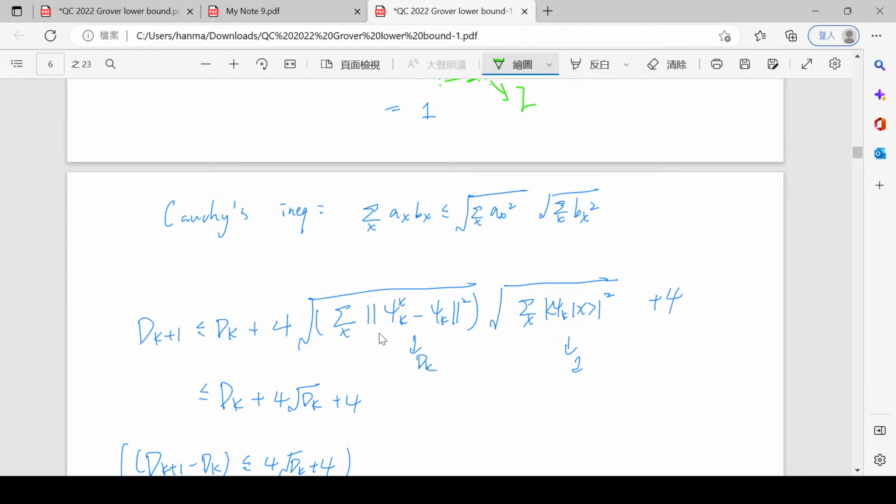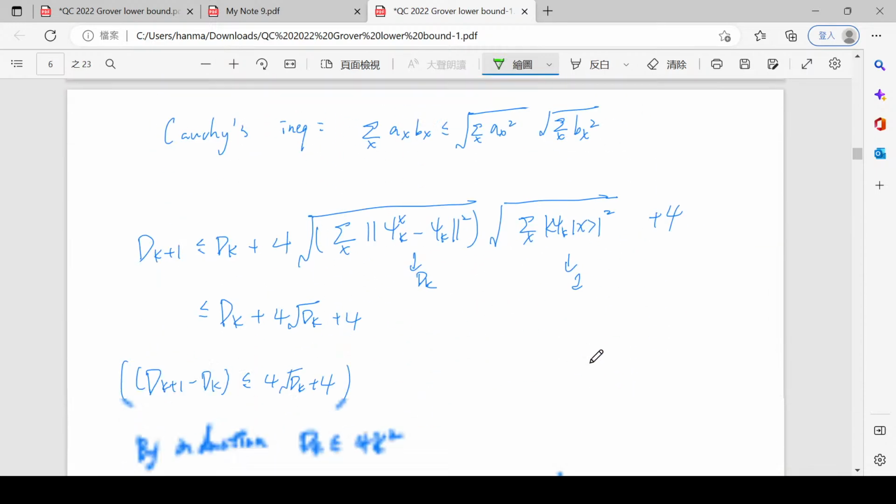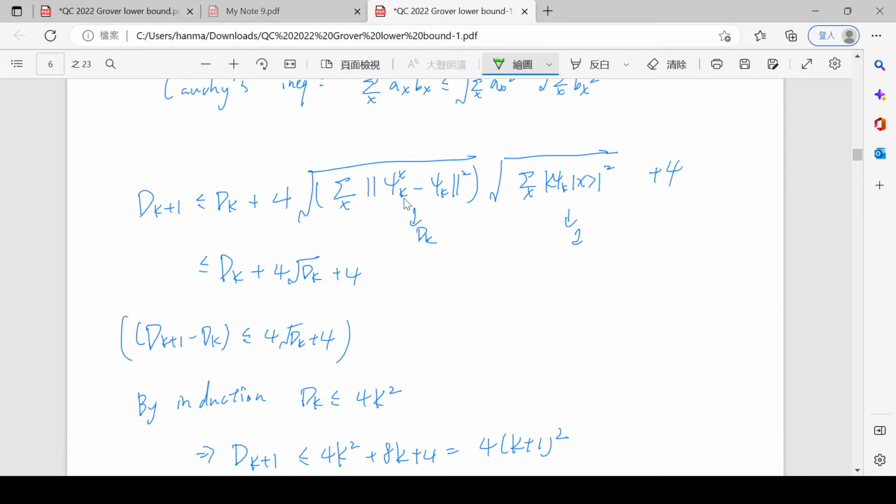Then we see that those two terms we already know, because this is actually the b squared and this is actually the c squared. So this is 1, and this, as we said, is D_k. Okay, so finally we get what we want. This is the most important thing we want to derive. The change in your progress at each step is less than order square root of your progress. From here, you can do some algebra, and then you will show your D_k needs to grow about order k squared.